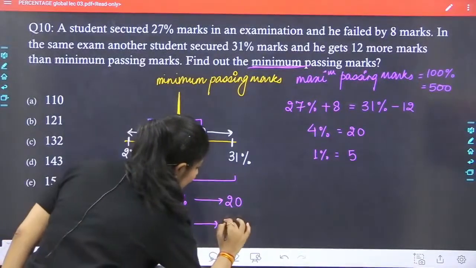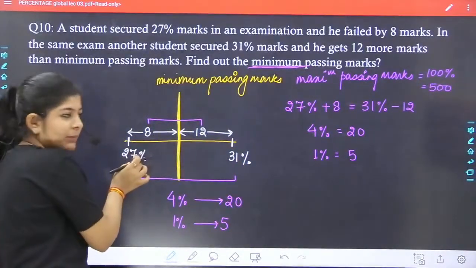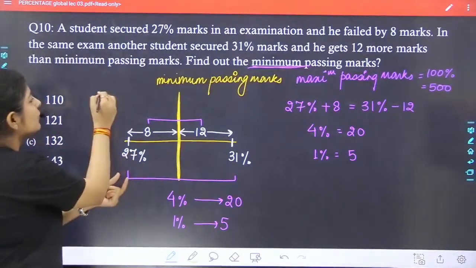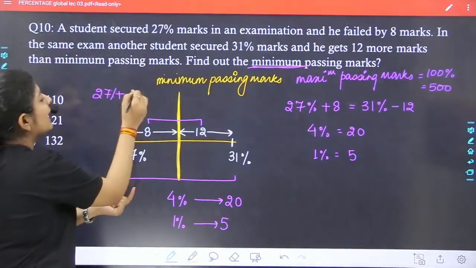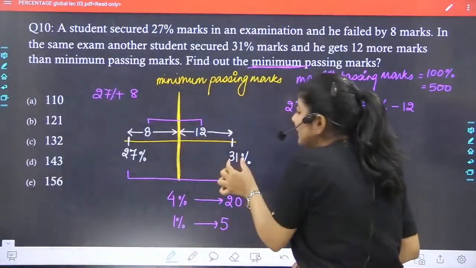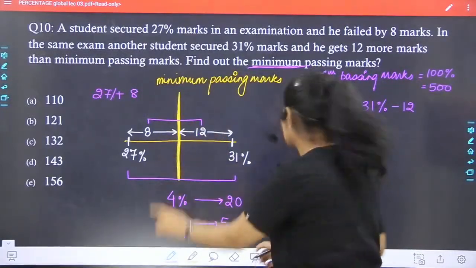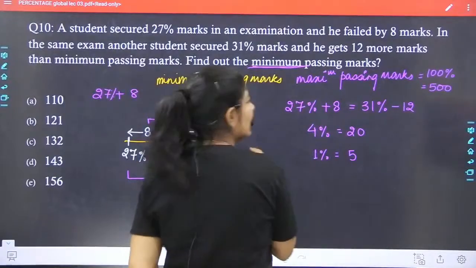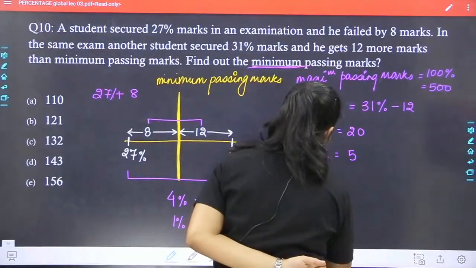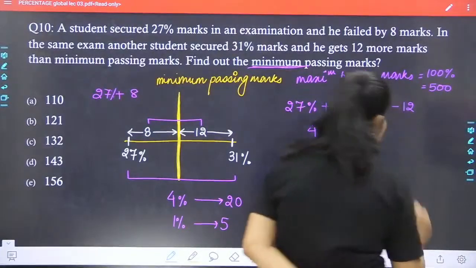I can simply calculate either the value of 31% or 27%. If I calculate the value of 27%, I have to add 8 to that to get the minimum passing marks. Or if I calculate 31%, I have to subtract 12 from that to get the minimum passing marks. So the value of 31% is easy. I simply calculate the value of 31%, which is equal to 155.